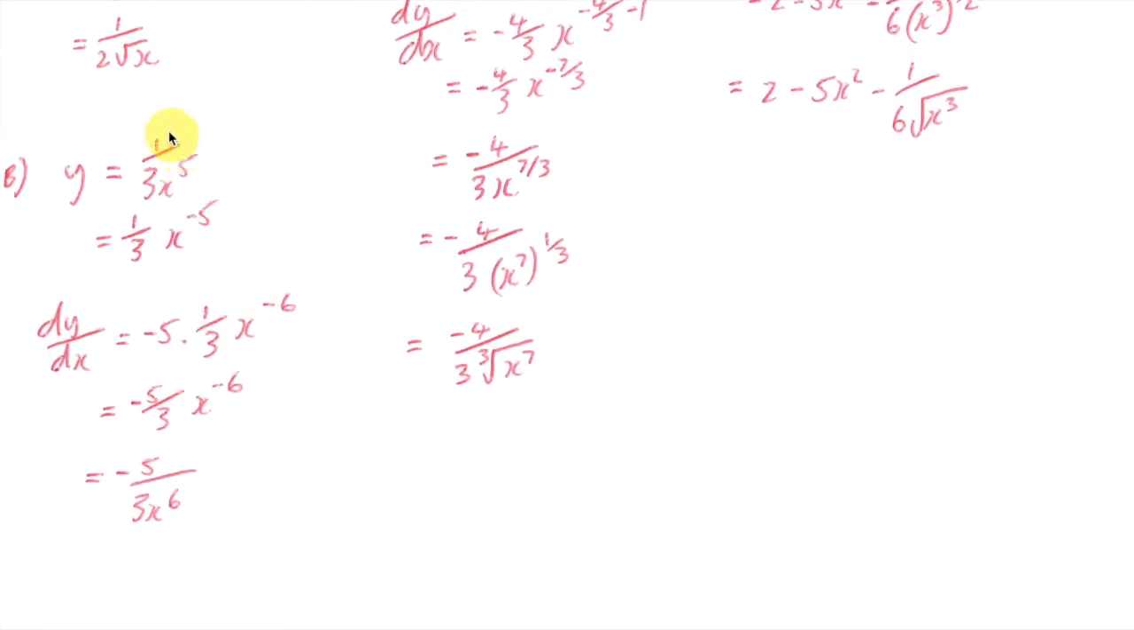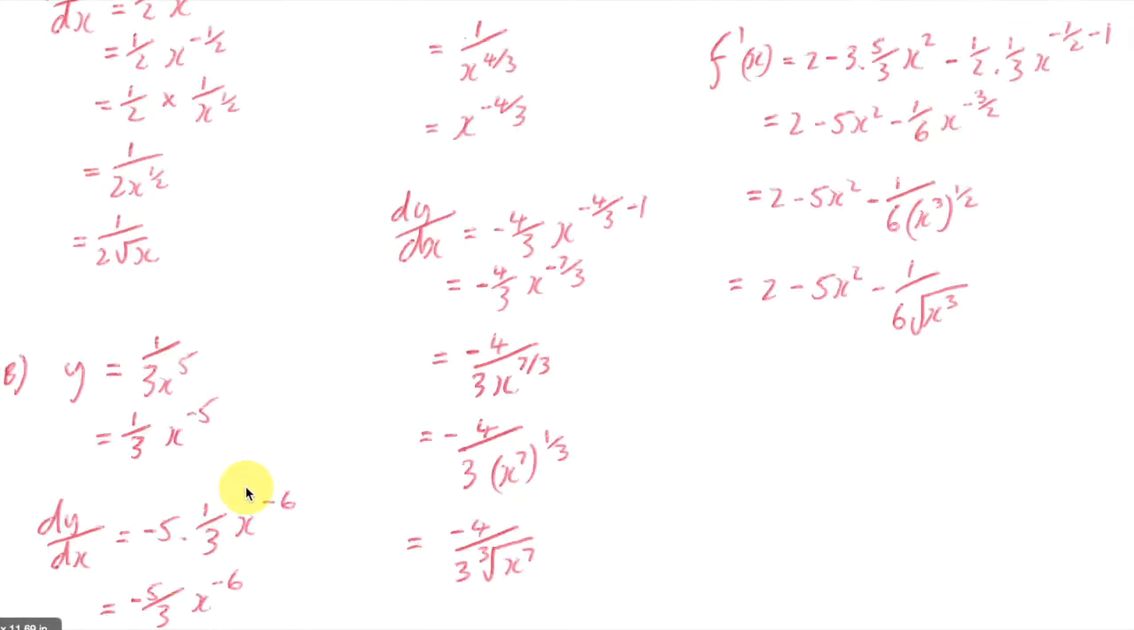For b, we've got 1 over 3 x to the power of 5. So I realise it's just 1/3 of x to the power of negative 5. And now I can work out its derivative. Power comes down. We've got the 1/3, take away 1 from the power. And then tidying it up and expressing it as a positive power.